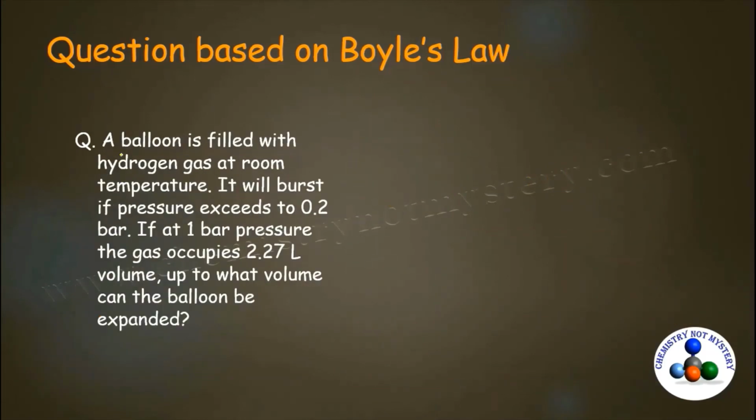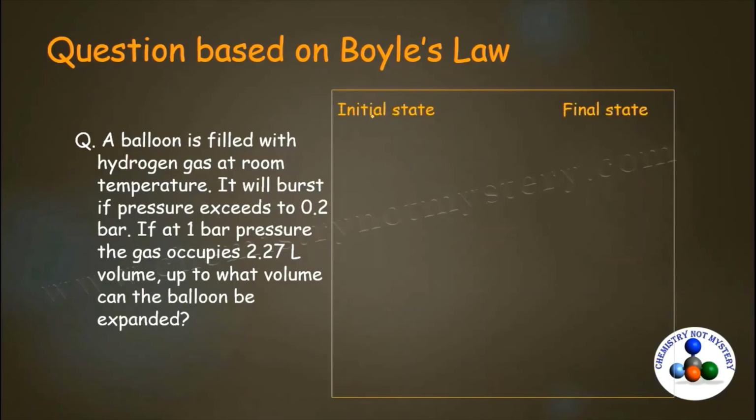Now come to the next question. A balloon is filled with hydrogen gas at room temperature. It will burst if pressure exceeds 0.2 bar. If at 1 bar pressure, the gas occupies 2.27 liter volume, up to what volume can the balloon be expanded? Let's try to solve this question. Here is the initial state of the balloon and this is the final state of the balloon.